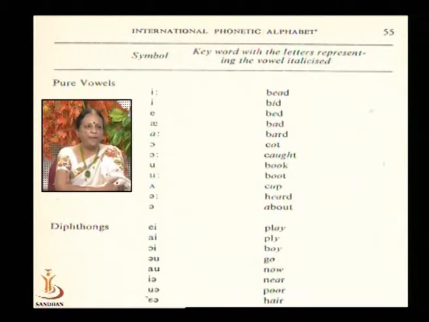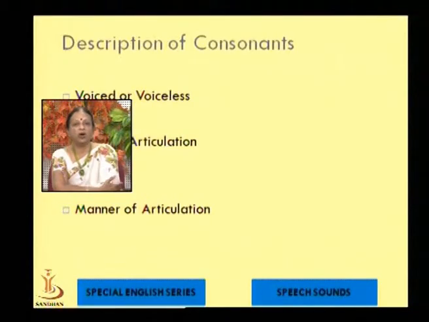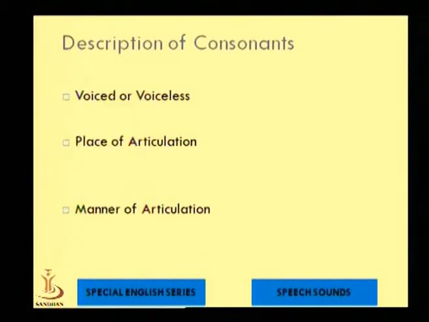Bead, bid, bed, bad, bard, cot, caught, book, boot, cup, heard, about, and the diphthongs play, ply, boy, go, now, near, poor, hair. Okay, so what do we have here? 12 vowel sounds and 8 diphthongs. That's 20 sounds already, my dear. It's 26 letters of the English alphabet, but we've got 20, and now we will have to move on and see the consonants.